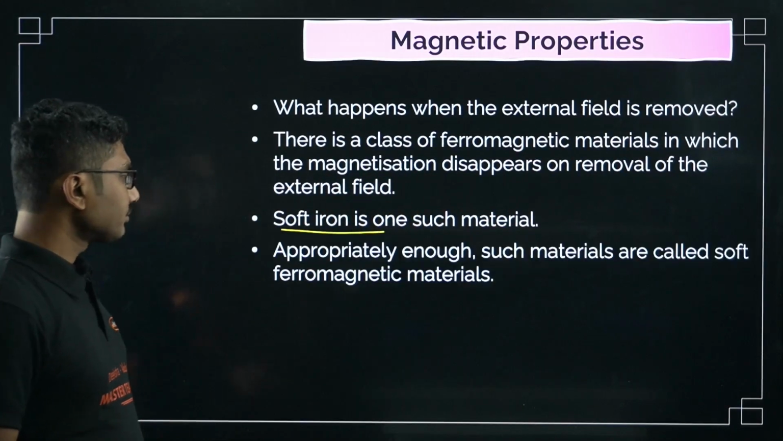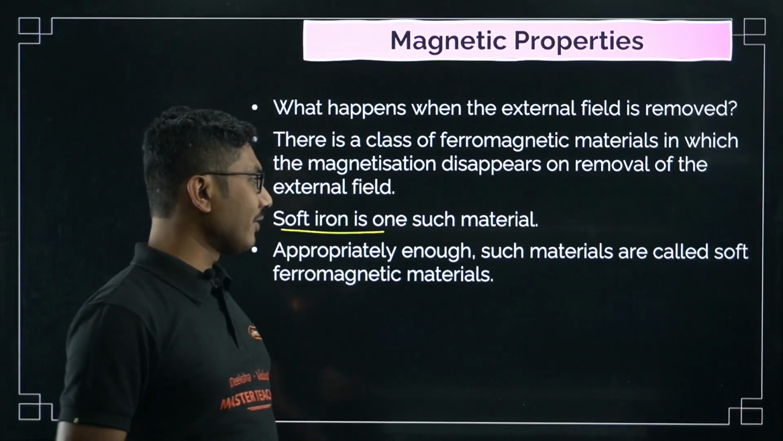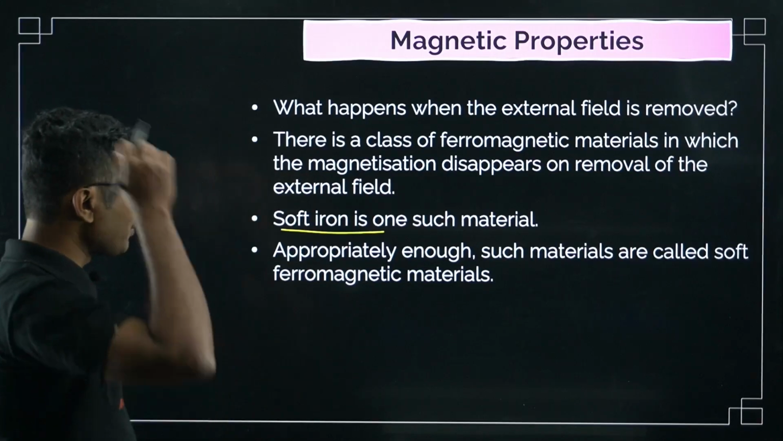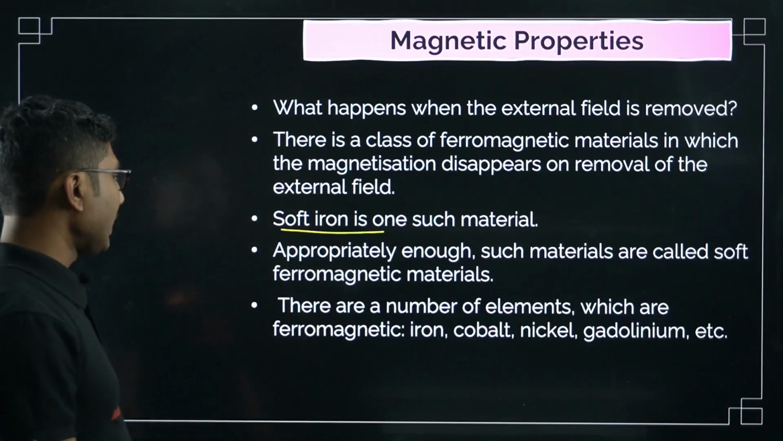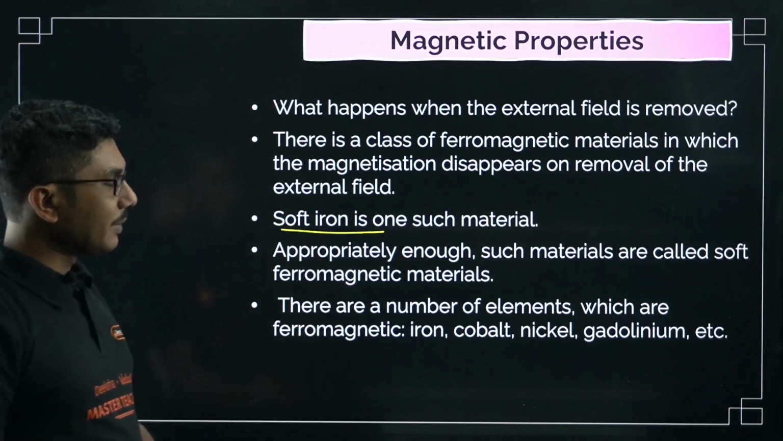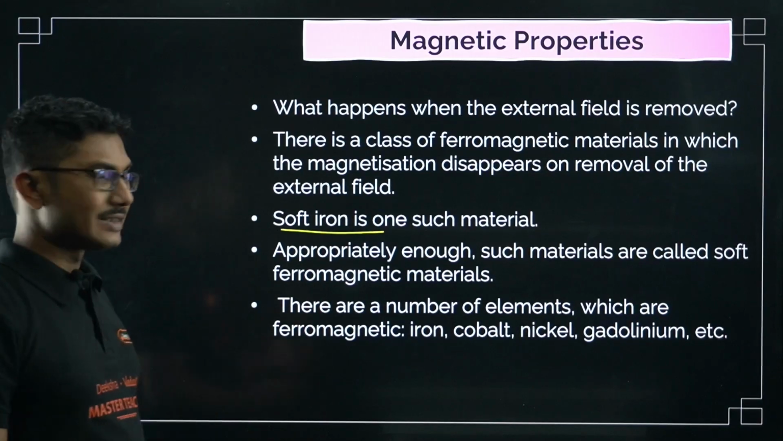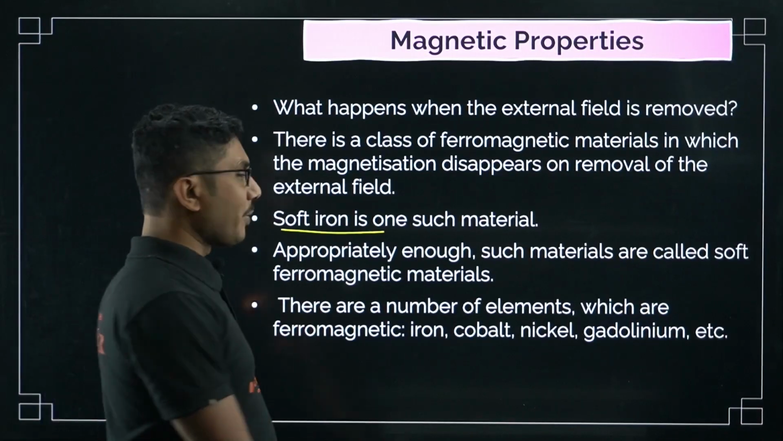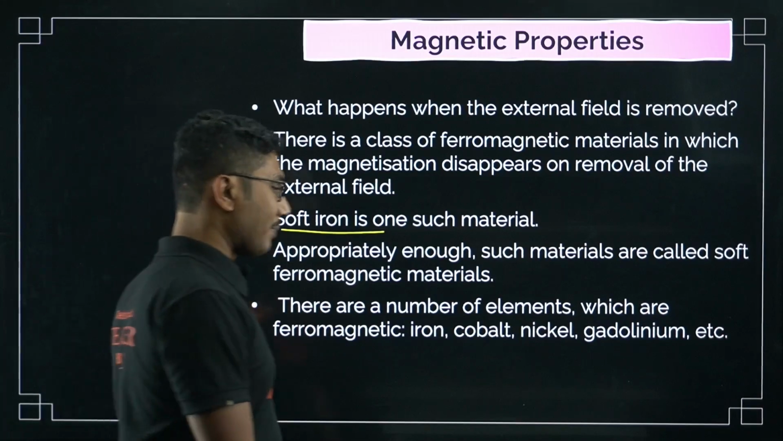Appropriately enough, such materials are called soft ferromagnetic materials. There are a number of elements which are ferromagnetic: iron, cobalt, nickel, gadolinium, etc. They are the examples. Now soft ferromagnetic materials also have a lot of applications.